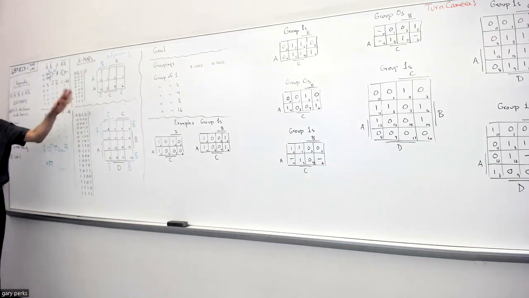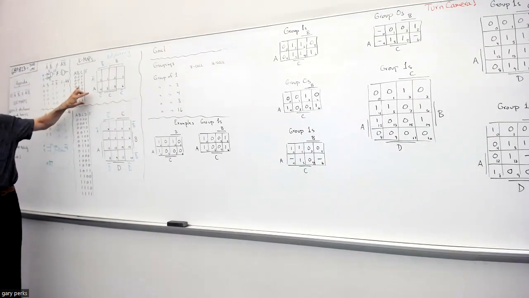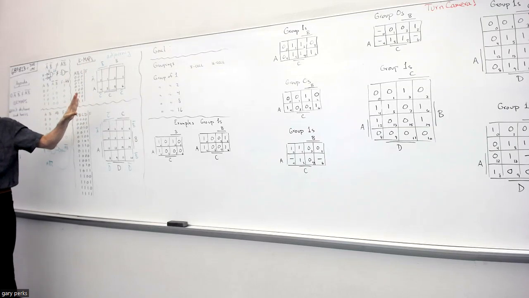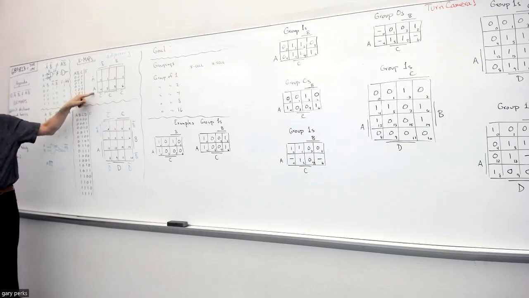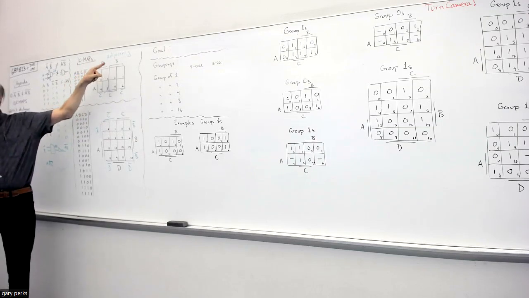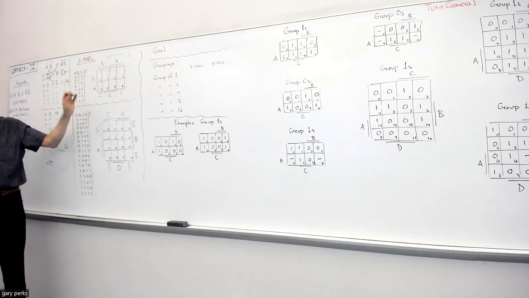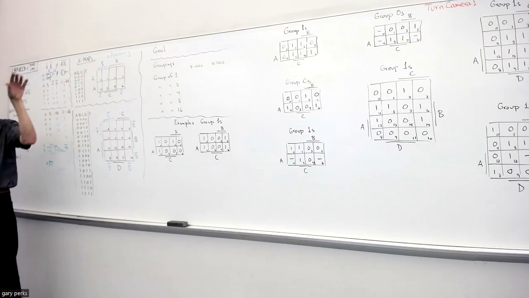Now, usually only one is shown, like either you'll show A, B, C, or you'll show not A, not B, not C, right? Because if this is A, it's understood that's not A. You know, if this is not B, it's understood that that's B. Okay, so usually you'll see either the variables without the bar or you'll see the variables with the bar. Usually you don't see both.